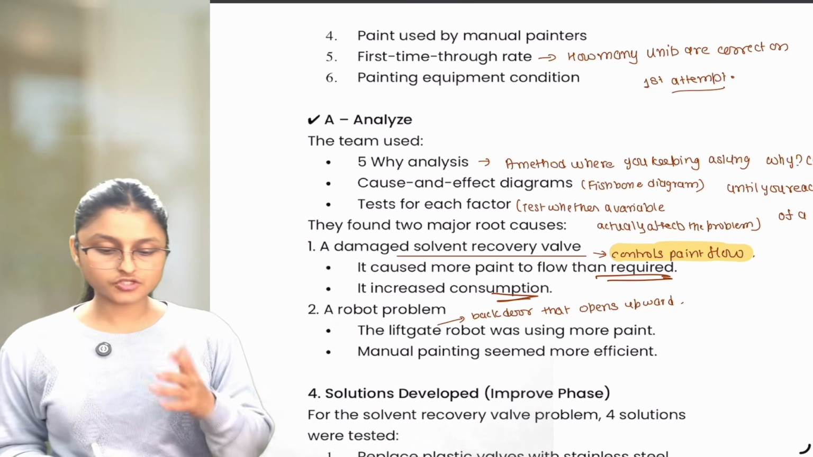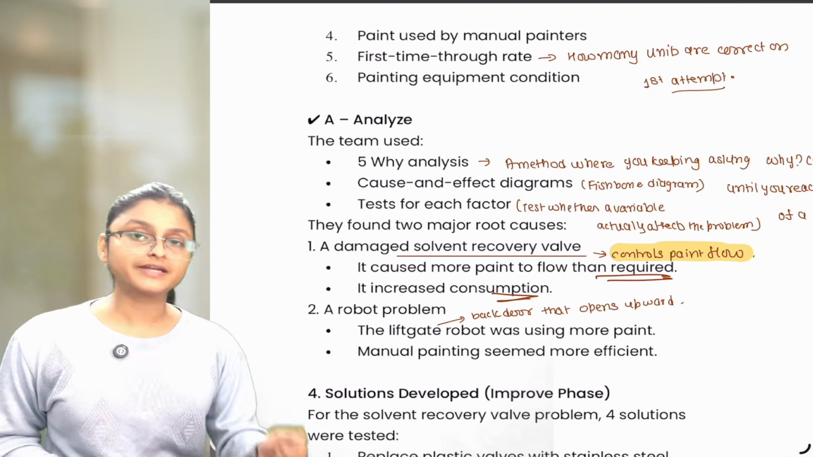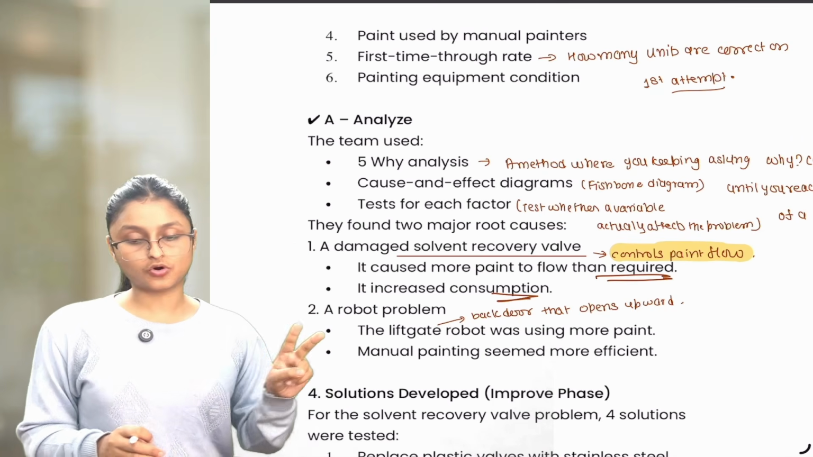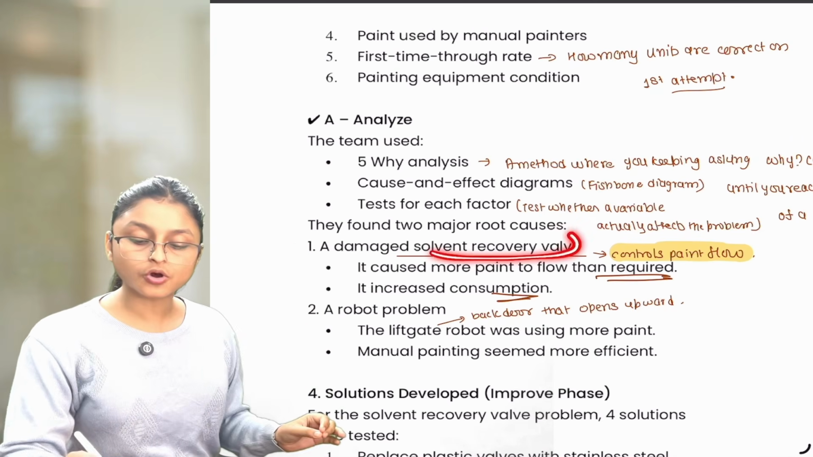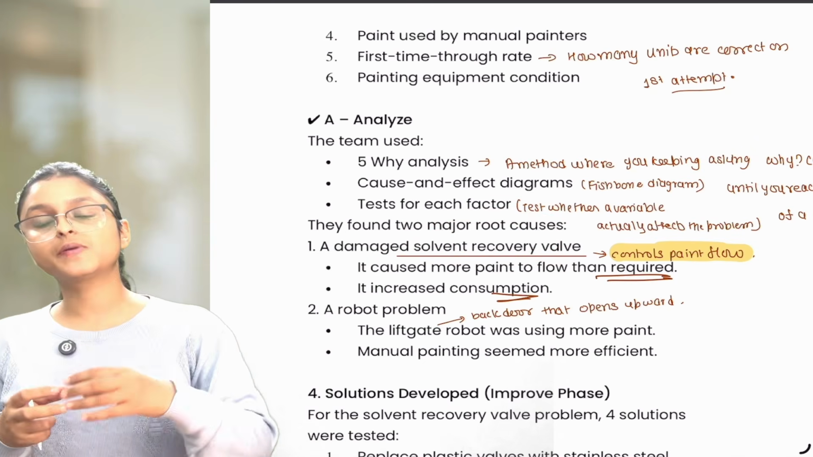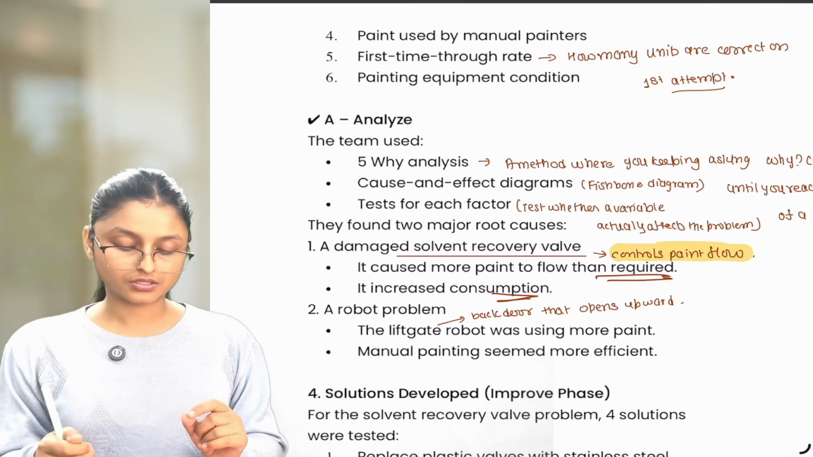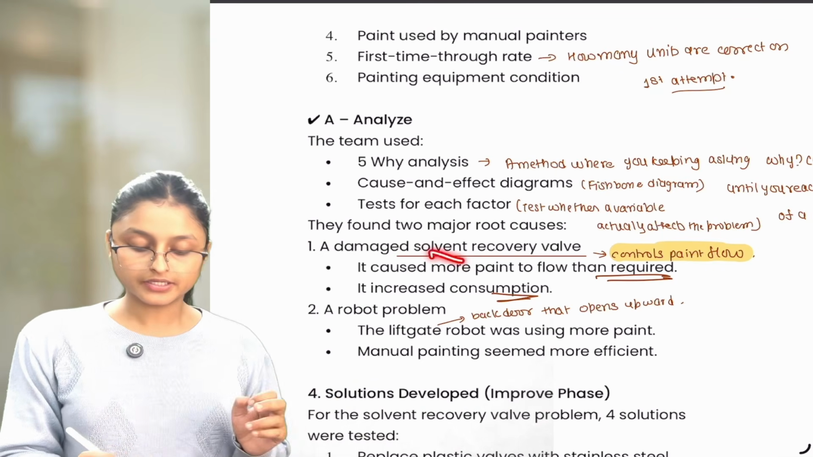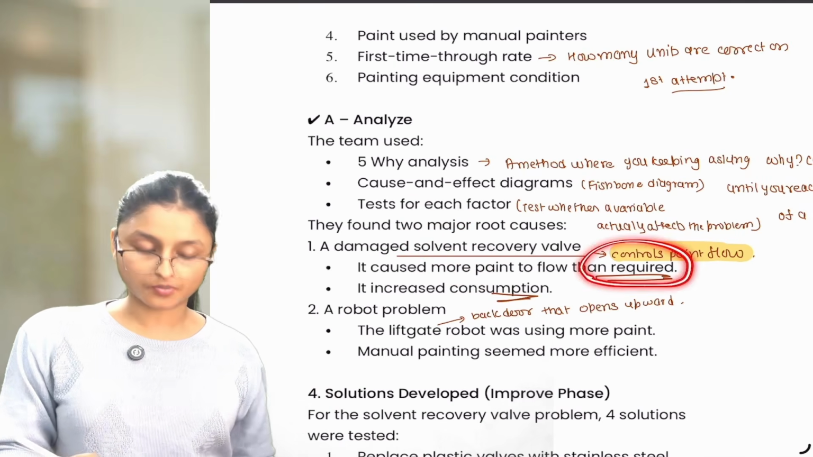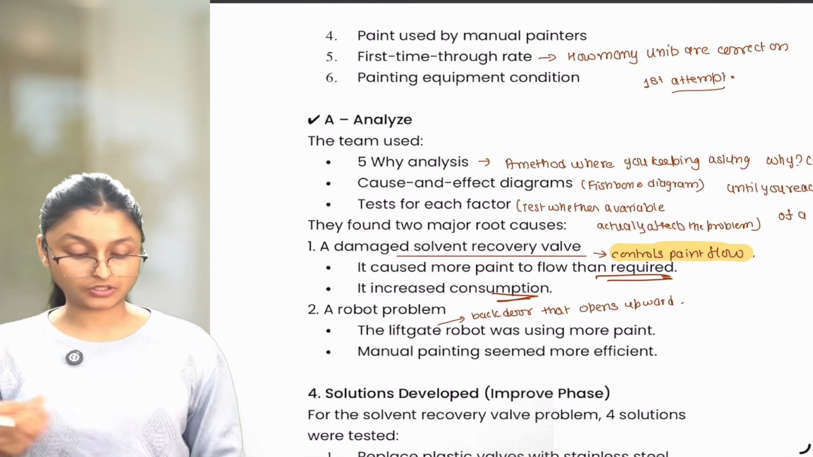Next, test for each factor. Test whether a variable actually affects the problem or not. We did that as well. After doing all of these, they found two major root causes. First, a damaged solvent recovery valve. What is solvent recovery valve? So it controls how much paint will come out of that paint machine. That valve is damaged, and if it is damaged, more paint flows than required. It increases the consumption, and that is why the consumption is a lot in the organization.